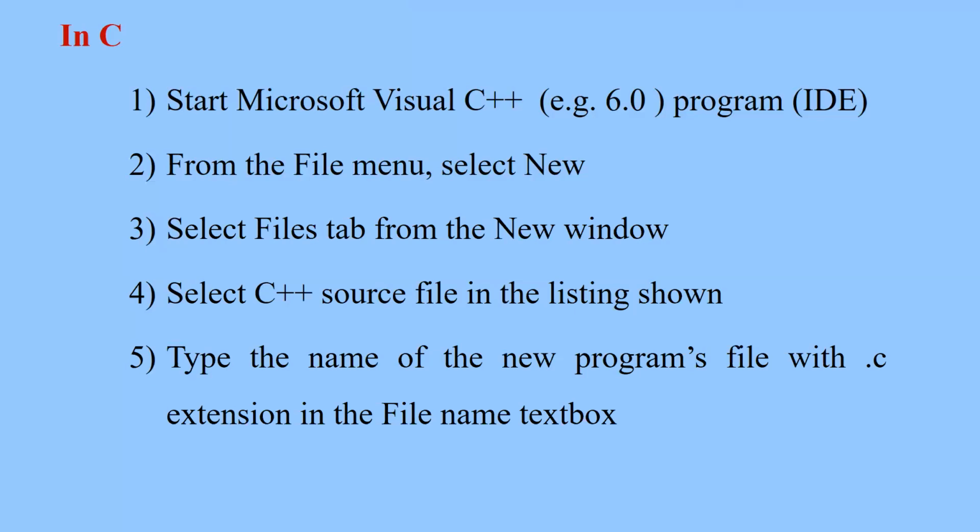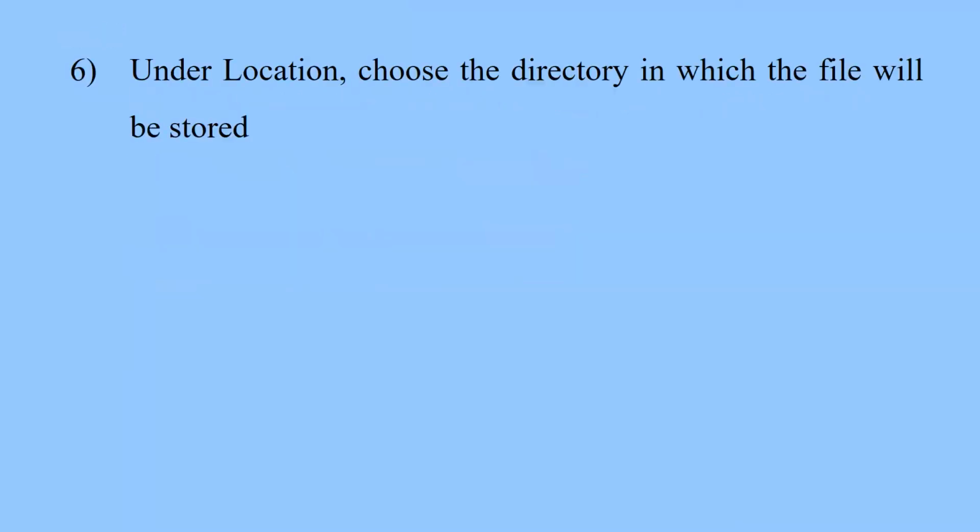Then type the name of the new program's file, but remember to add .c in that name, because .c is the extension that will indicate to the compiler that the program is a C program and not a C++ program. Therefore, type the name of the new program's file with the .c extension in the file name text box. Under location, choose the directory in which the file will be stored. Then click OK.